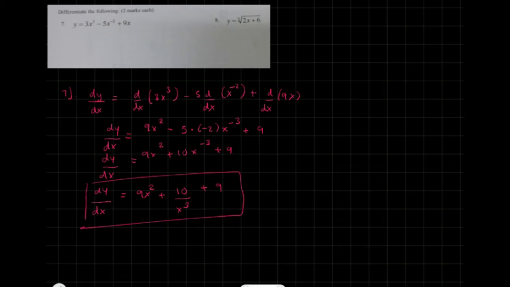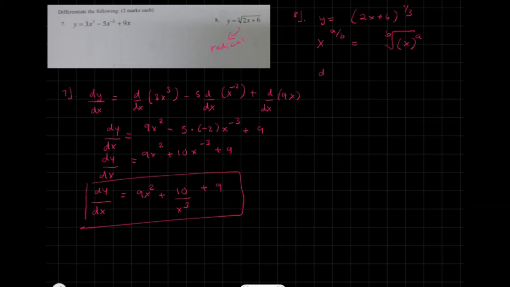Now let's take a look at the next question. For question 8, we can see that this is a radical. I want to change the radical into an exponent. So the exponent version of this is y is equal to 2x plus 6 to the power 1/3. I'm using the rule x to the power a over b, where x is the radicand, a, the numerator, is the power on the radicand, and b is the index on that radical. I'm using that to express this as 2x plus 6 to the power 1/3.